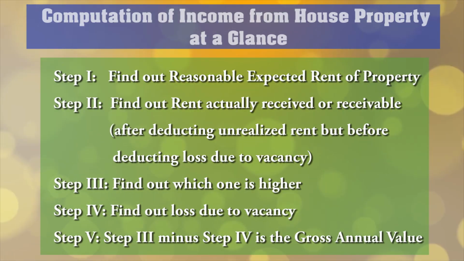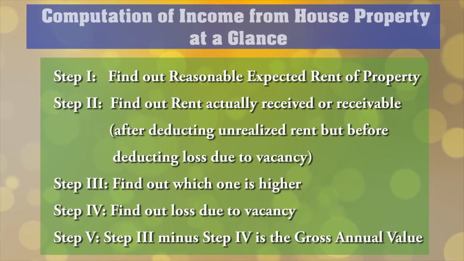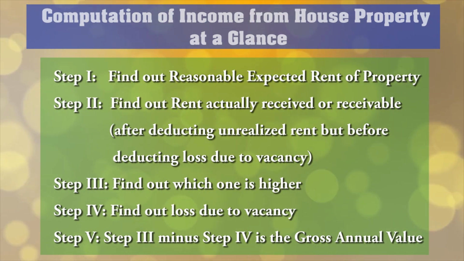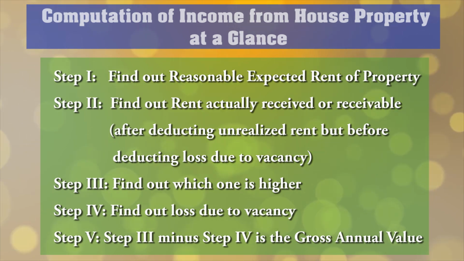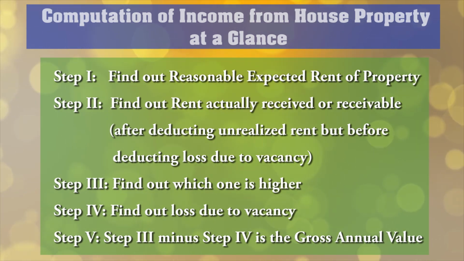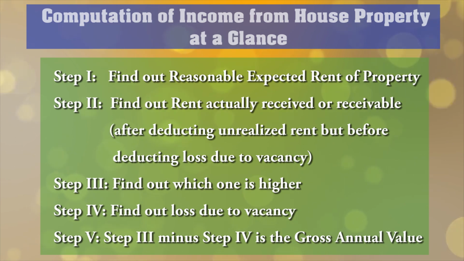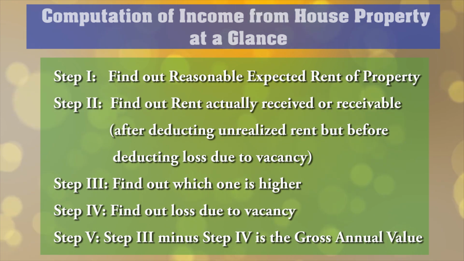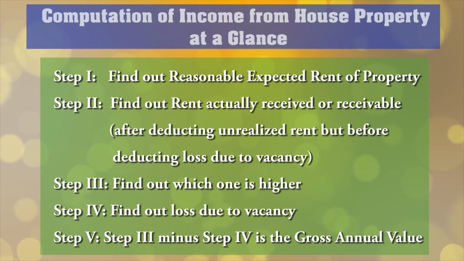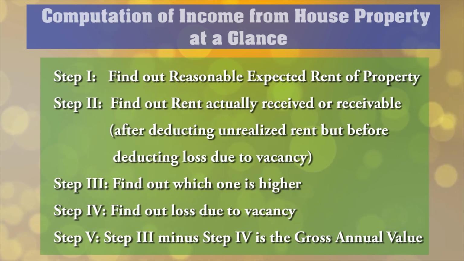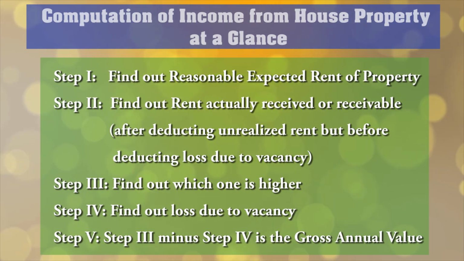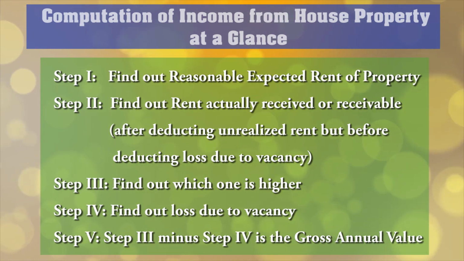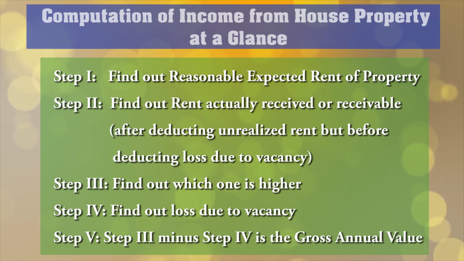If we see again the steps: step 1, we have to find out the reasonable expected rent of the property. Step 2, find out the rent actually received or receivable. From here we will deduct the unrealized rent, but it is before deducting the loss due to vacancy. Step 3, find out which one is higher. Step 4, find out the loss due to vacancy. And step 5 is step 3 minus step 4, which will actually give us the gross annual value.